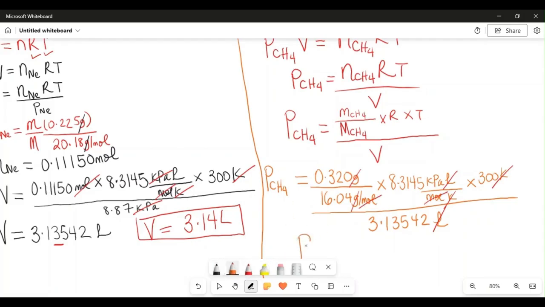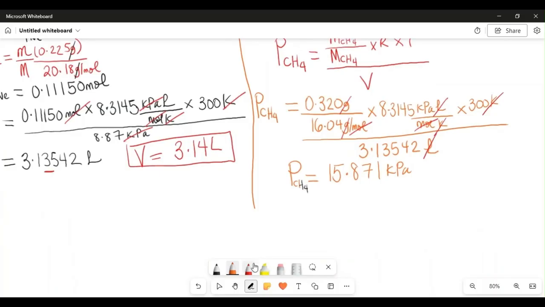So when you do this, the pressure of CH4, we're now going to write 15.871 kilopascal, which, at three sig figs, is simply going to be put here. So the pressure of methane gas is going to be 15.9 kilopascal. So we've gotten the pressure of methane gas.